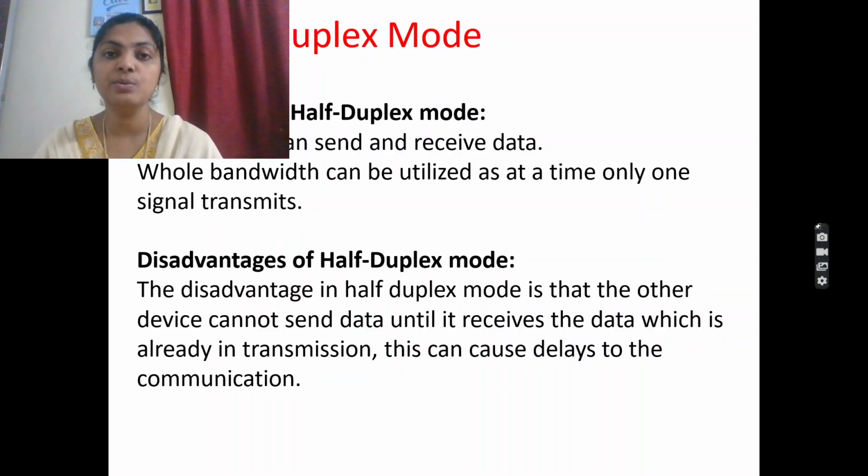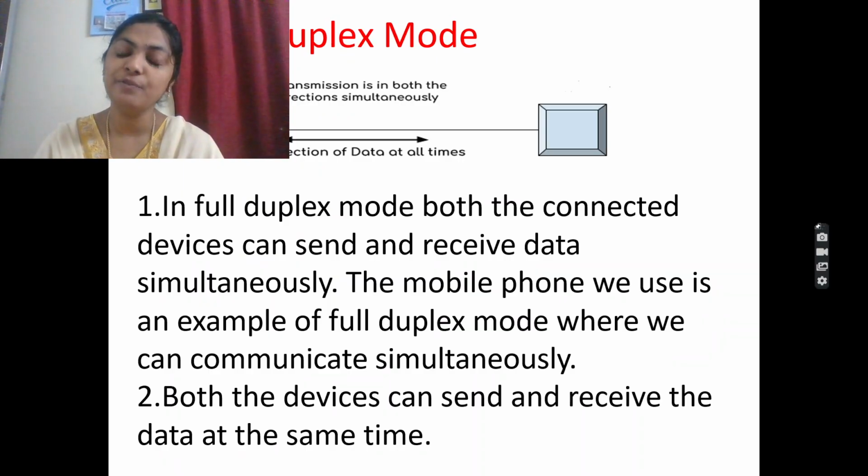Hence we are moving towards the next concept, the full duplex mode. As the name says, this supports bidirectional communication at all times. Both the sender and the receiver, or both the endpoints, can send and receive at all times simultaneously. That is the point here. The keyword is that communication happens simultaneously.